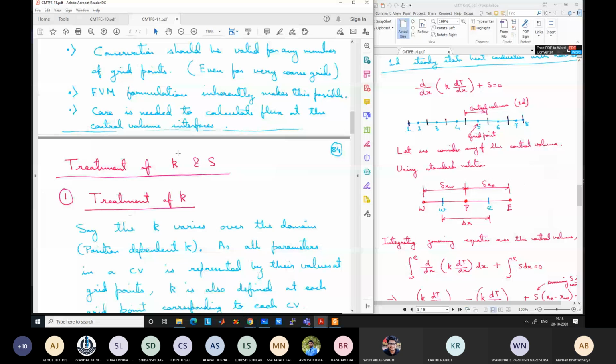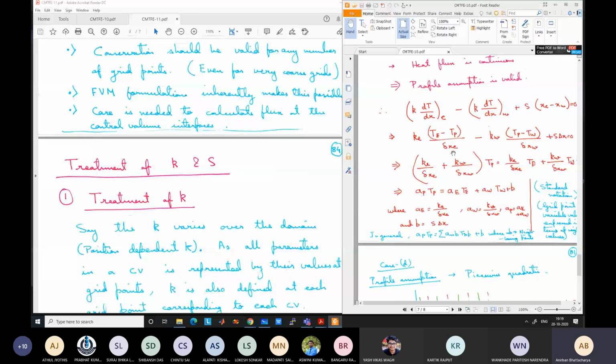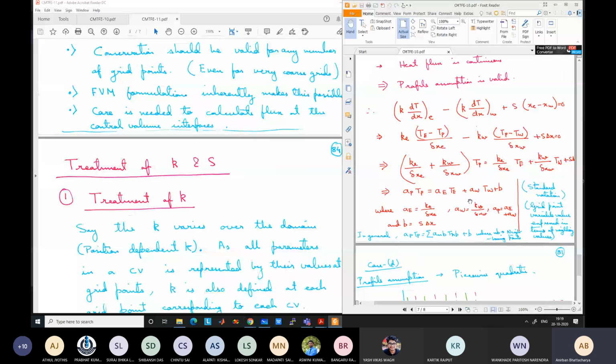So TP, TE and TW are anyway unknown, which have to be calculated, and we have assumed that AP, AE, AW and B are known. So it means that we already need to know the value of conductivity at the interface, all the distance values from the geometry, and how to treat the source term, B, also we need to know. Okay, even if the source term is non-linear. So to complete this analysis we want to see how K and S need to be treated.